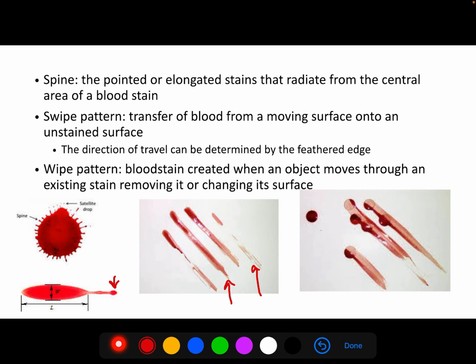And with wipe patterns, it's a blood stain created when an object moves through an existing blood stain, removing it or changing its surface. So here you can see blood droplets and someone's hand move through pre-existing droplets. So we end up with a halo showing where the original droplet was, and you can see that the blood was moved or wiped up essentially.